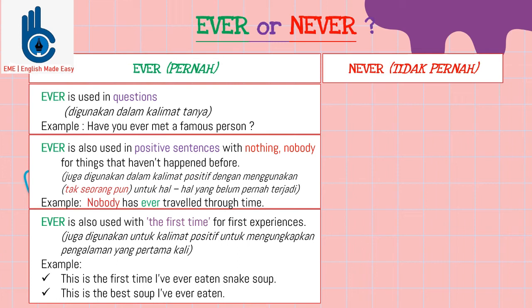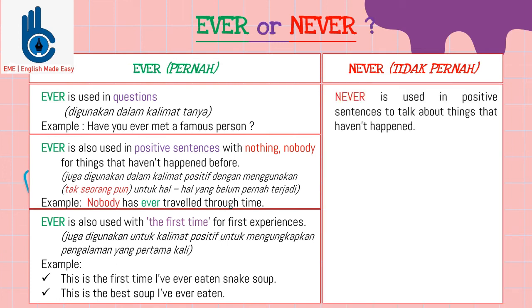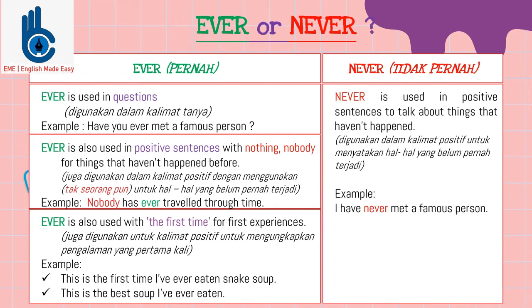Second, we learn about never. Artinya tidak pernah. Never is used in positive sentences to talk about things that haven't happened. Digunakan dalam kalimat positif untuk menyatakan hal-hal yang belum pernah terjadi. For example, I have never met a famous person.